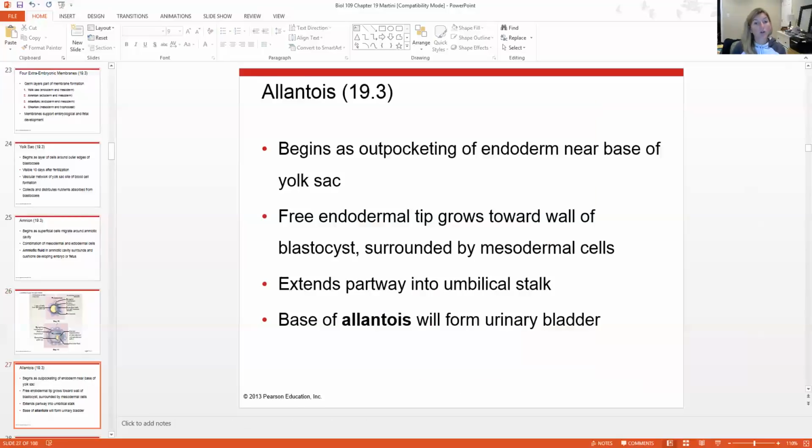So the allantois begins as an outpocketing of endoderm near the base of that yolk sac. It has a free endodermal tip that grows towards the wall of the blastocyst and surrounds the mesodermal cells. It expands partway up the umbilical stalk, and the base of the allantois is going to form the urinary bladder.